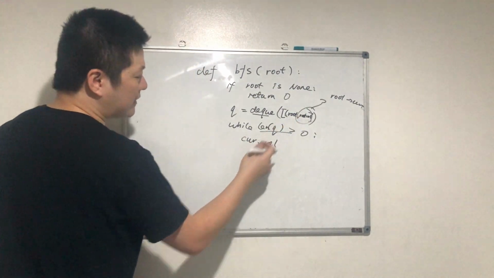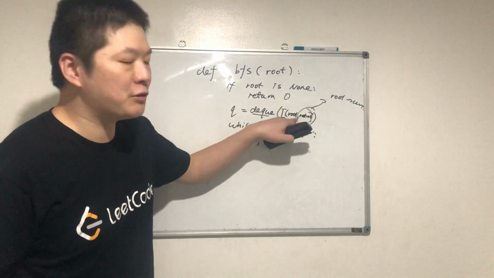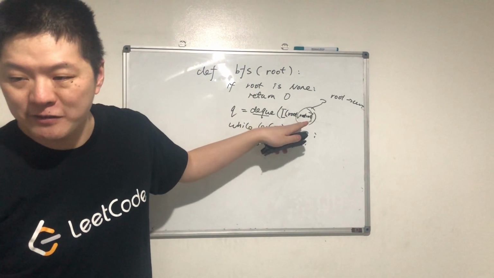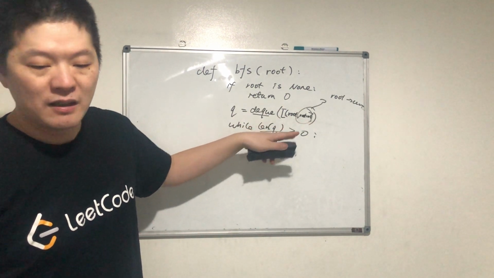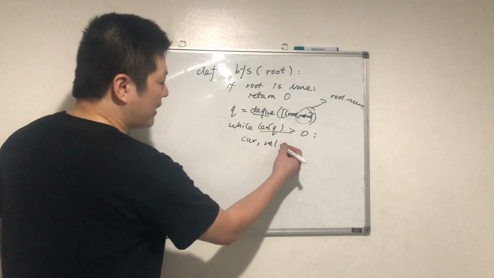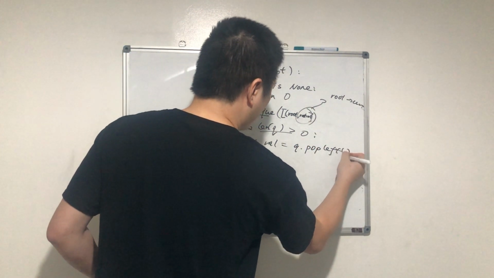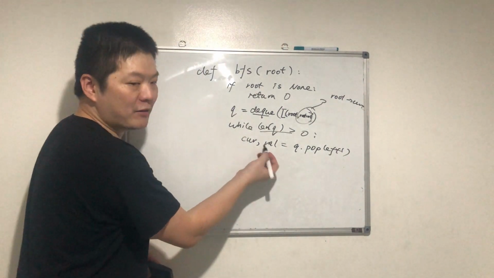Because each element in the queue is a tuple with two values, right? One is the node, one is the value. So look, it's q dot pop left, right? Alright. Okay, now we have the current and we have the value.